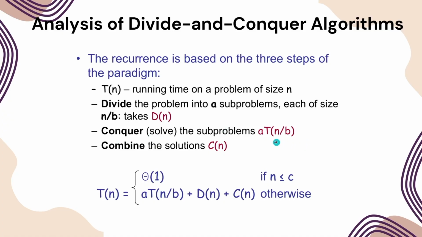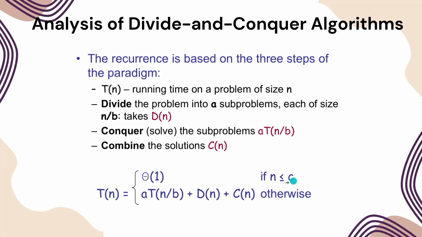Then we may have to conquer or solve each of those sub problems. The time for solving each sub problem is T of n by b, where n by b is the size, and we have a number of such sub problems. So, the total time for conquering would be a into T of n by b. And finally, after the conquering step, we may have to combine all those results of the sub problems into one, and that may take up a time of C of n.